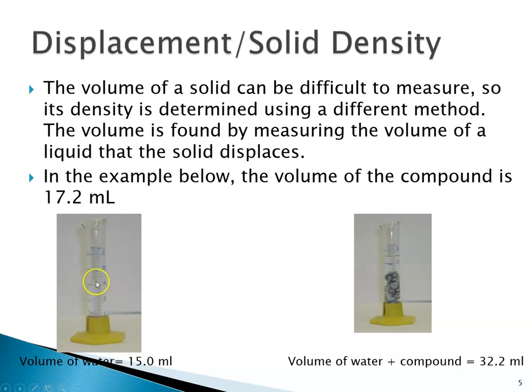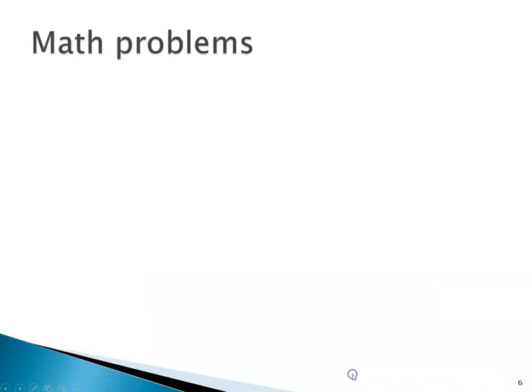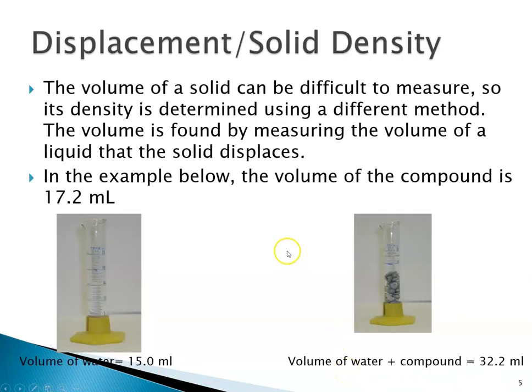You can see that this graduated cylinder starts off at a volume of 15 milliliters of water inside of it, and then when the compound is dropped in it, or the metal, it might not be a compound, when it's dropped in, the volume of the water reading in the graduated cylinder increases to 32.2. Now, what that means is that the stuff that we dropped in must account for the difference, and so what we can do here is subtract those two values to determine that the volume of the compound is 17.2 milliliters.